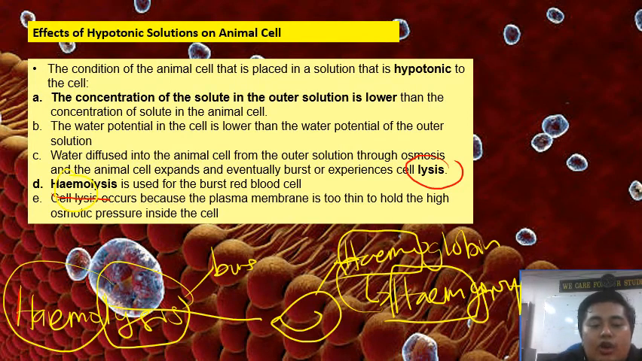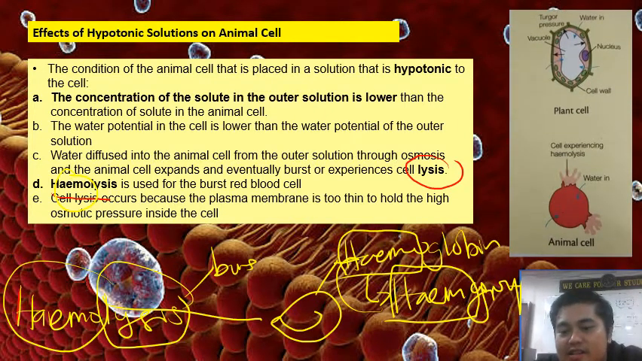So all cell lysis occurs because the plasma membrane is too thin to hold the high osmotic pressure inside the cell. Macam plant cell tadi, sebab dia ada cell wall, dia tak boleh nak pecah. So ni jadi dia. So dia akan pecah.